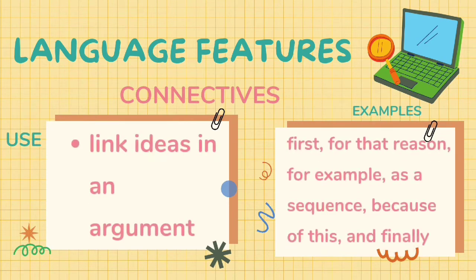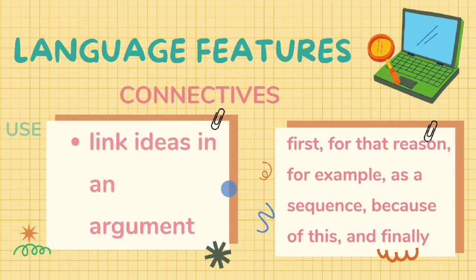The next language feature is connectives. Connectives link ideas in an argument. The examples of these are first, for that reason, for example, as a consequence, because of this, and finally.